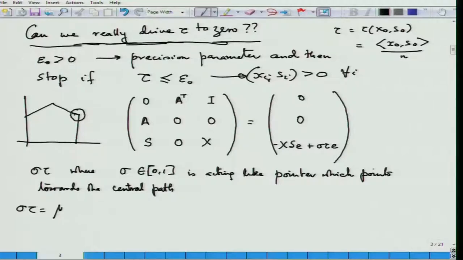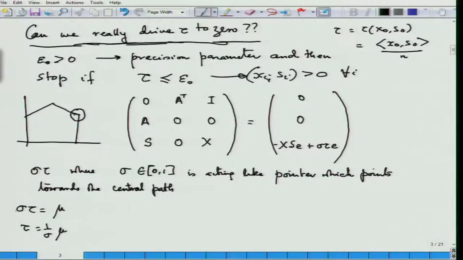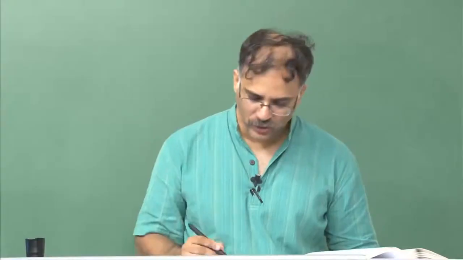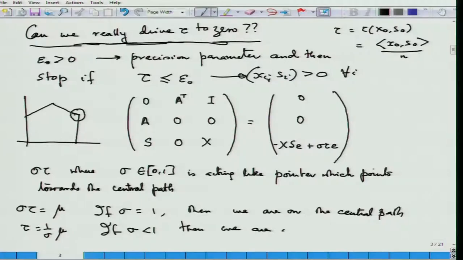If I put sigma tau equal to mu, so my sigma is 1 by tau times mu. Mu is some fraction of this tau. So, I am exactly not on the central path, but somewhere else, that is exactly what we are trying to say. If sigma is 1, then tau is mu, then I am on the central path. If sigma is strictly less than 1, then we are not on the central path. So, this is called an affine scaling direction.